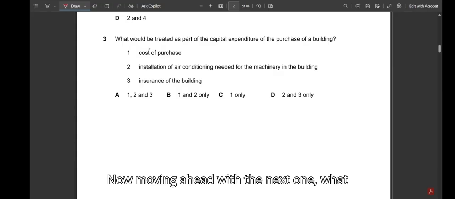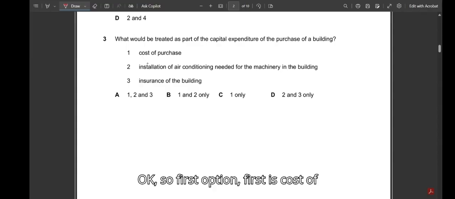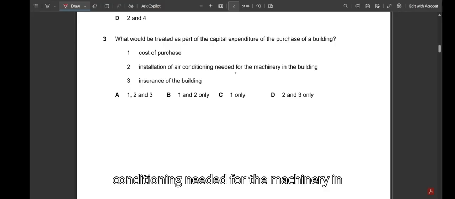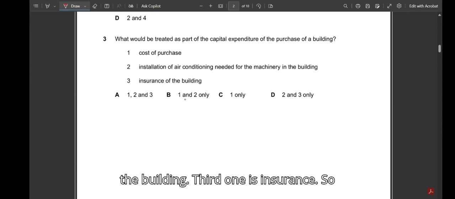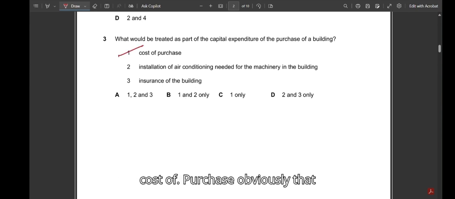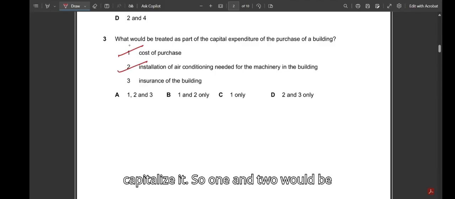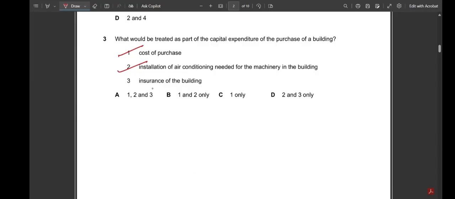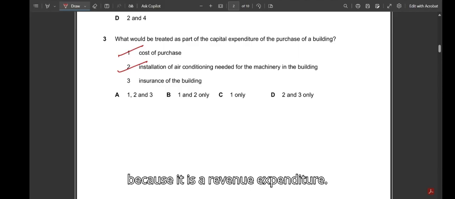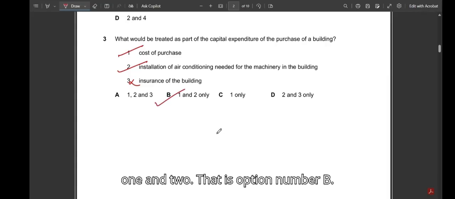Now, moving ahead with the next one: what would be treated as part of the capital expenditure for the purchase of a building? First is the cost of purchase, second is installation of air conditioning needed for the machinery in the building, third one is insurance. Very simple question. Yes, we will take the cost of purchase. Obviously, that is capital expenditure. Plus, you will have to add the installation of the air conditioning, whatever charges; that also you have to capitalize. So one and two would be capital expenditure. Insurance won't be capital expenditure because it's a revenue expenditure. Every year you might have to take insurance for that building. So the third one would not be capital expenditure. The right option would be 1 and 2, that is option B.